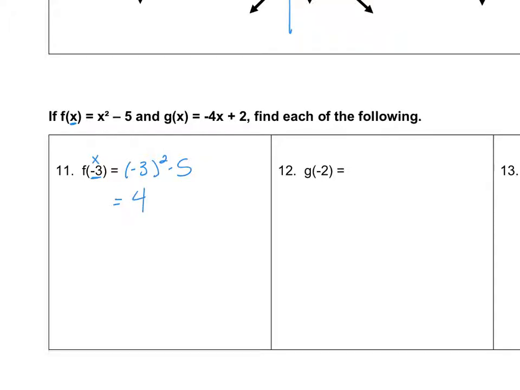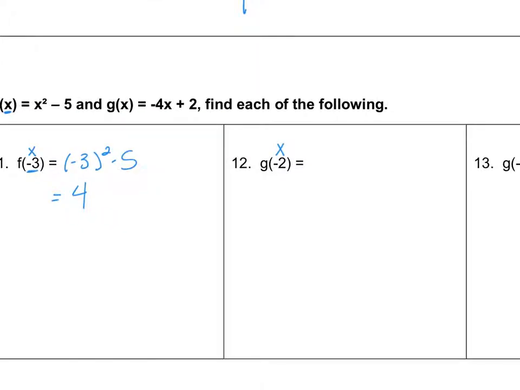Let's look at problem 12. This one's talking about the function g of negative 2. Again, negative 2 is x, but now I'm looking at my g of x function. So I have negative 4 times negative 2 in parentheses plus 2. Plug that into your calculator. What should you get? It should be 10.